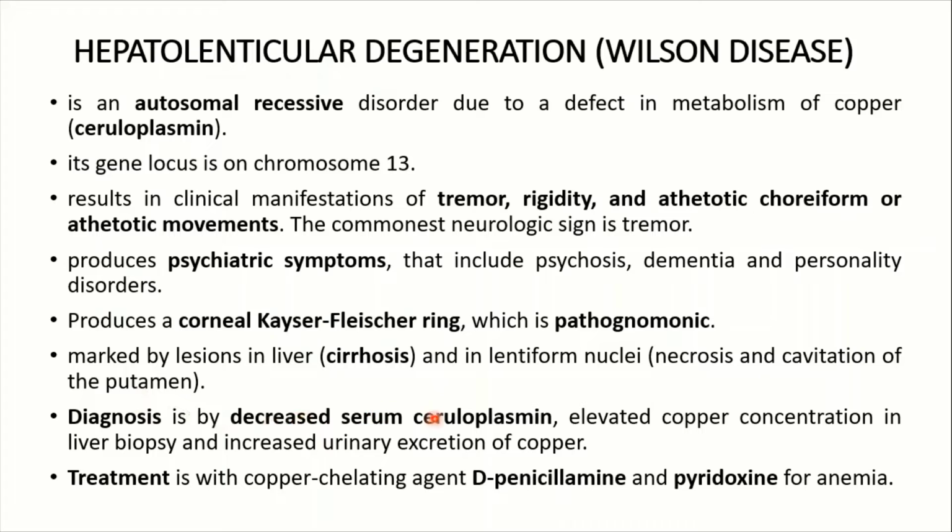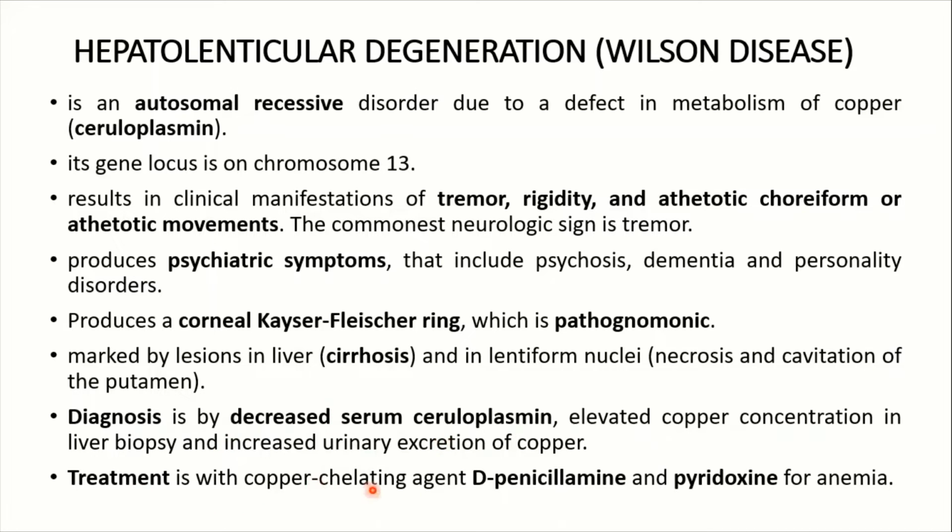Diagnosis is by decreased serum ceruloplasmin. So there would be decreased serum ceruloplasmin level, elevated copper concentration in liver biopsy, and increased urinary excretion of copper. The three parameters for diagnosis of Wilson disease, right? Decreased serum ceruloplasmin, elevated copper concentration in the liver biopsy, and when urine is examined, there is increased excretion of copper. So what is the treatment of Wilson disease?